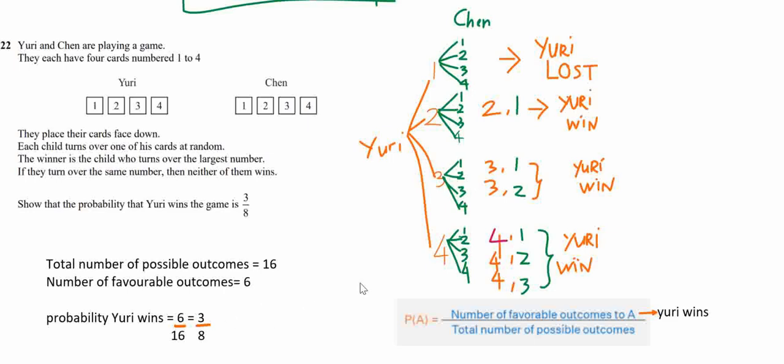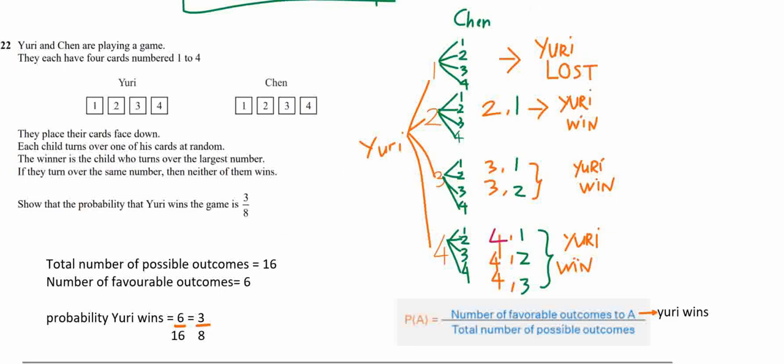In probability, the probability of A is the number of favorable outcomes to A over the total number of possible outcomes. Now A is Yuri wins, so there are 6 favorable outcomes, and the total outcome is 4 times 4, 4, 4, 4, so the total is 16. So 6 over 16 simplifies into 3 over 8. That's our answer. Proven.